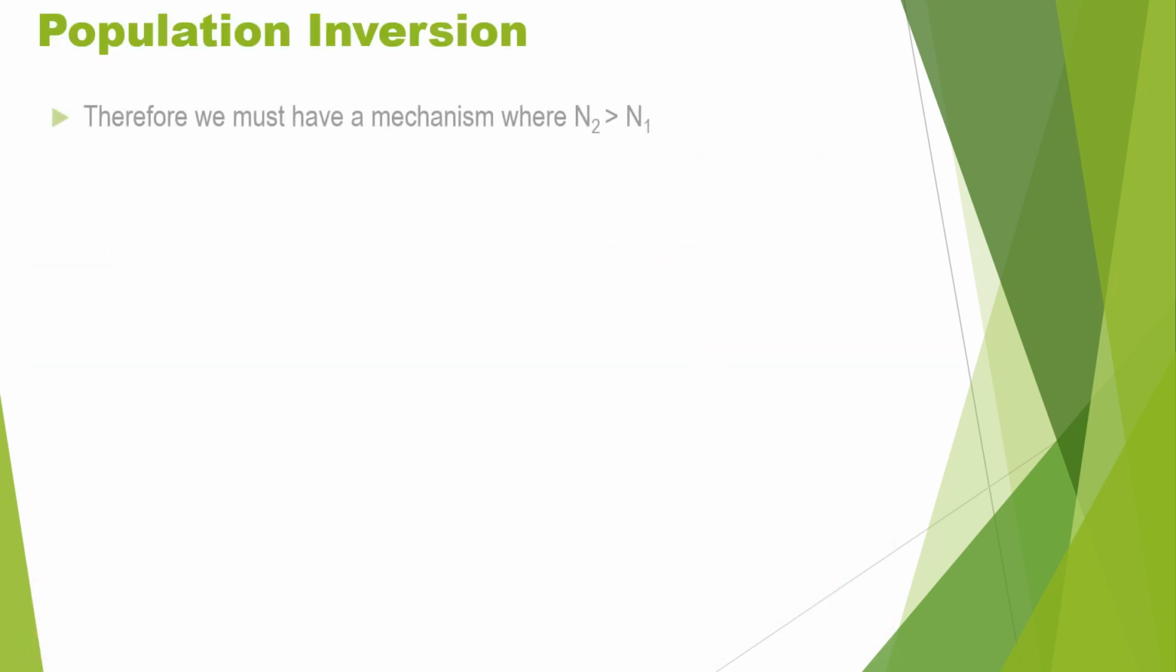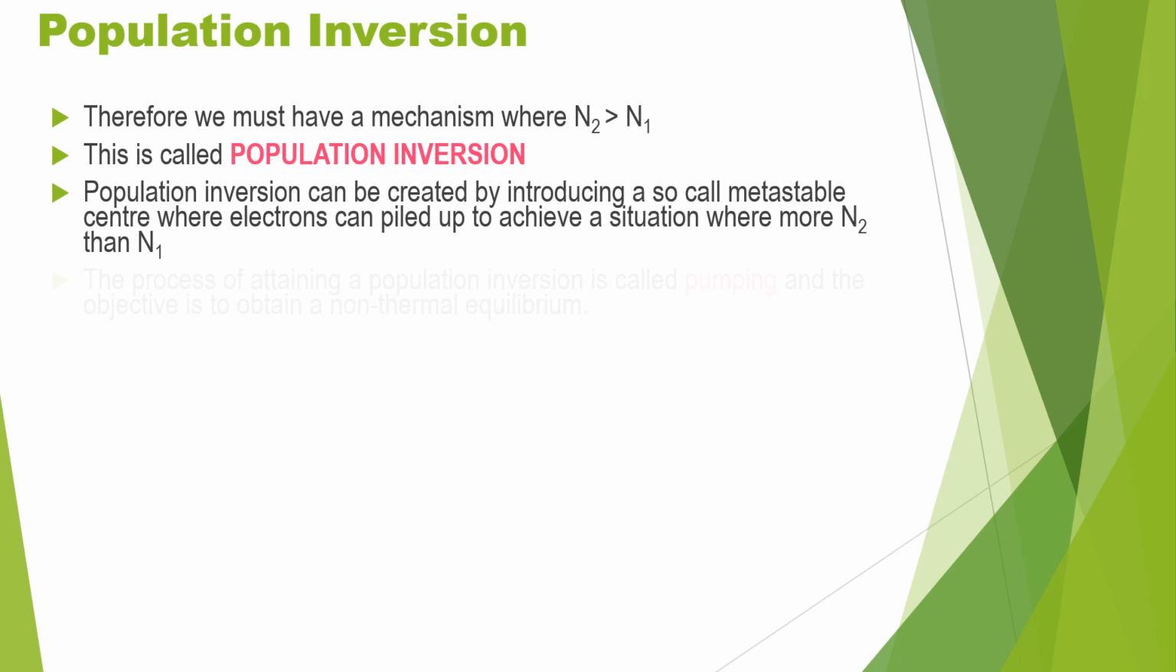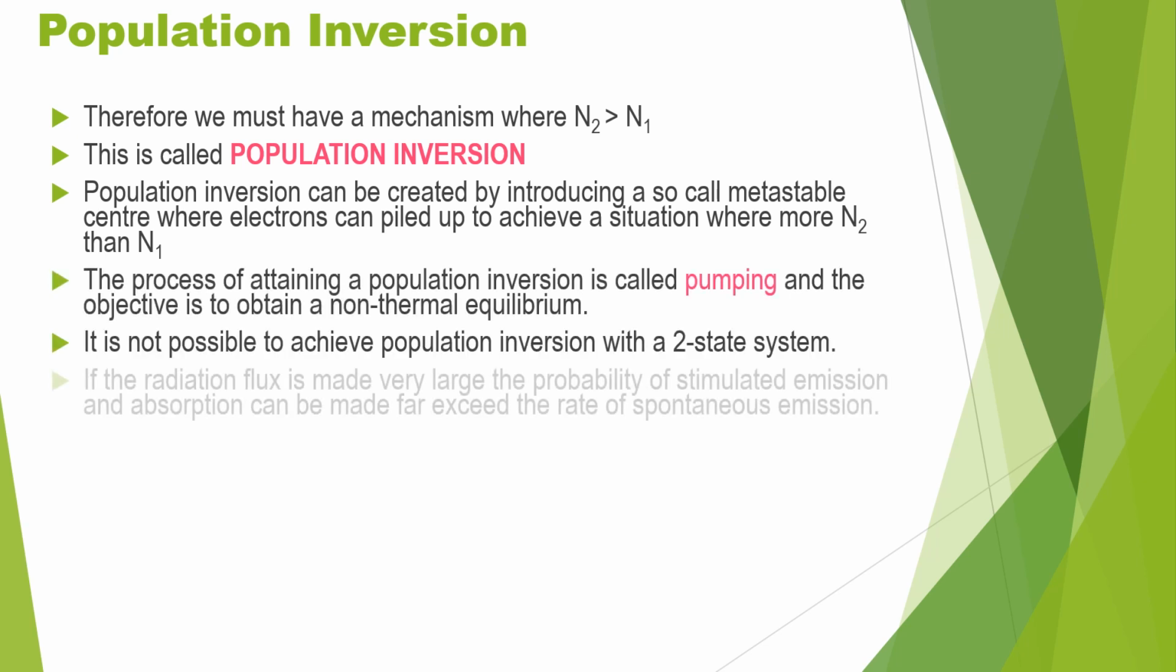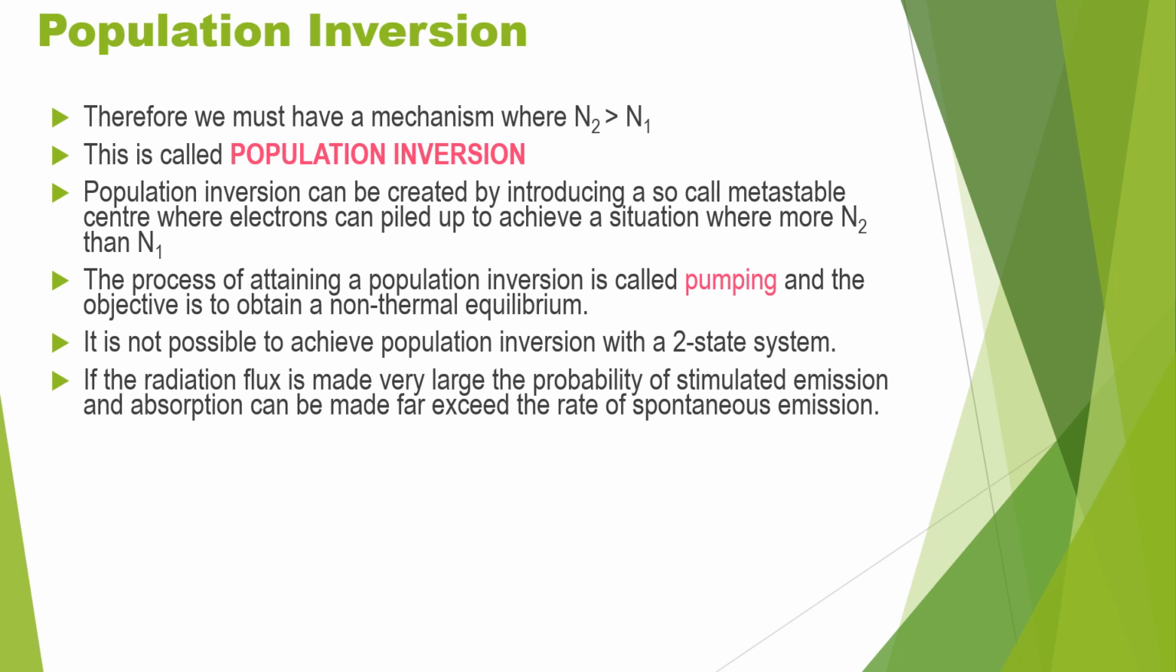Population inversion, we can write N2 should be greater than N1. This is also known as population inversion. This population inversion can be obtained by pumping only. And there are three types of pumping: optical pumping, electrical pumping, and chemical pumping. For this population inversion, at least we require three states. Two states are the ground and excited state. In between these two states, there lie intermediate levels, and those intermediate levels are known as metastable states, where we can see the population inversion.